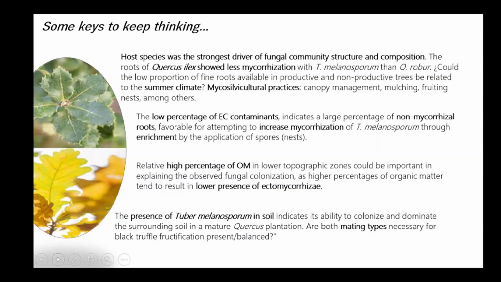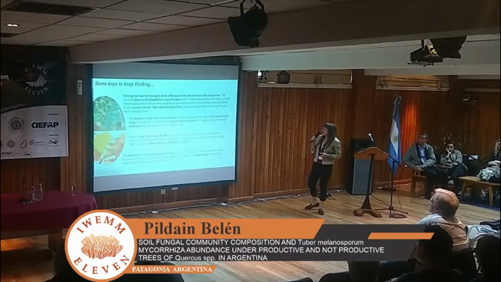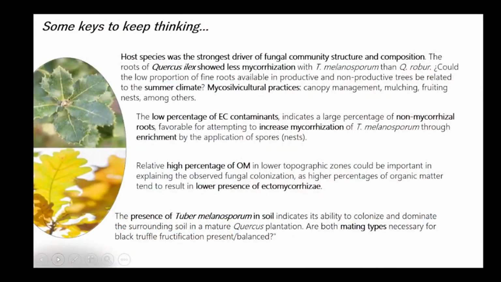The truffle orchard has irrigation, so in that case it could explain what, because we had this difference. And also this could be solved by canopy management, providing more shadow to the soil, and also with mulching, or of course with fruiting nests, among other solutions that we can think. And also the low percentage of ectomycorrhizal contaminant indicates a large percentage of non-mycorrhizal roots, favorable for attempting to increase mycorrhization of Tuber melanosporum, maybe also with application of spore.